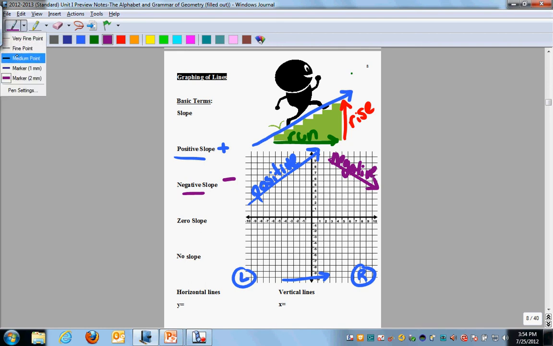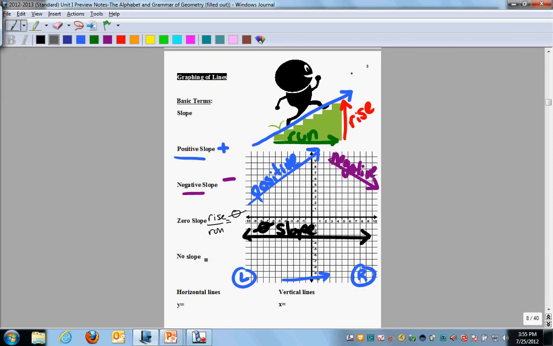Zero slope. Now keep this in mind. Slope is rise over run. So zero slope happens when there's a zero in the rise. There is no rise. With that understanding, zero slope, since there is no rise, zero slope is going to be a horizontal line. That's not the same as no slope. Horizontal line is zero slope.